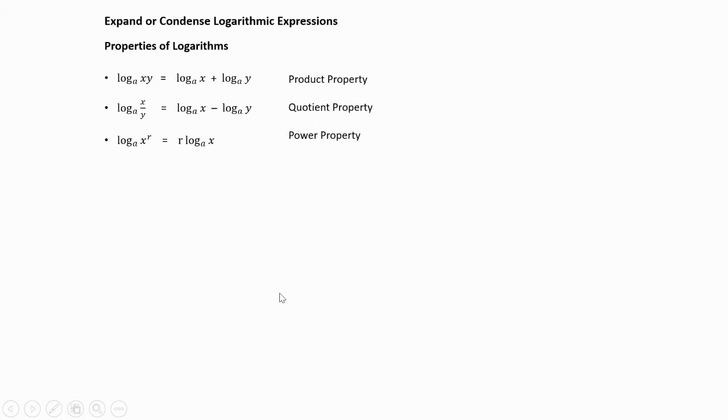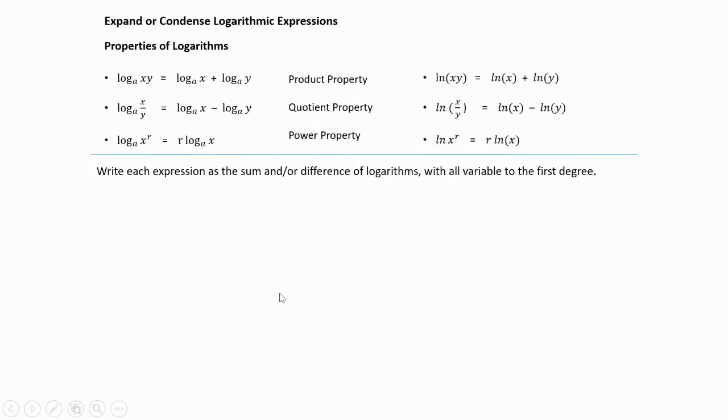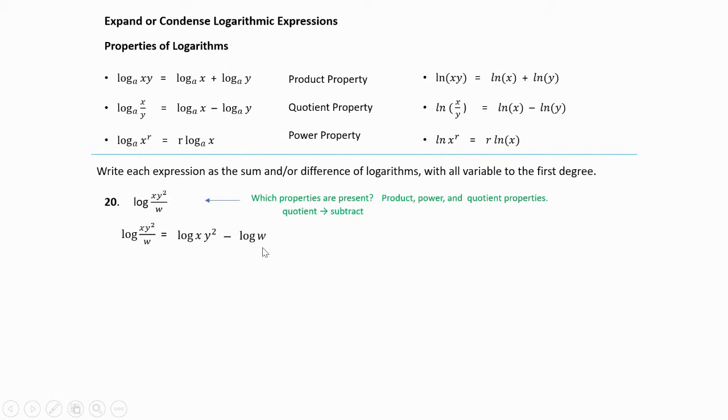Now, properties of logarithms. Again, these are the same properties as before. So now we want to go back and expand them. Again, what properties are present? All properties: the product, the quotient, and the power. They're all there. So let's start with the quotient first. It's going to be log of x y squared minus log of w.